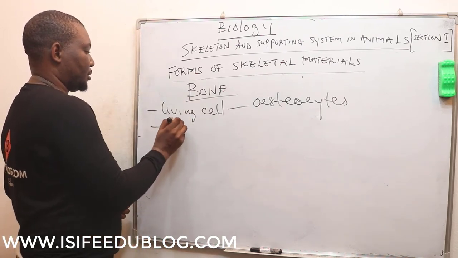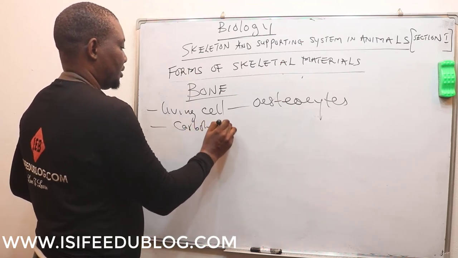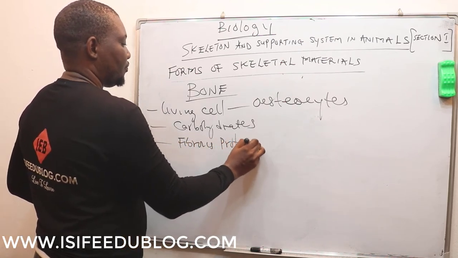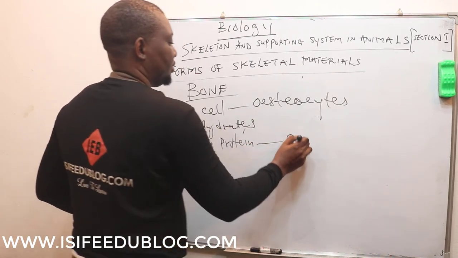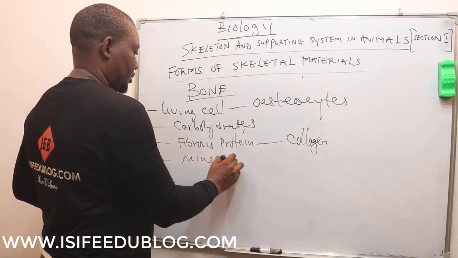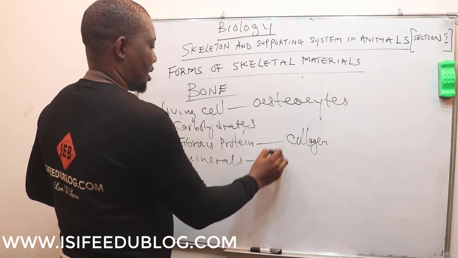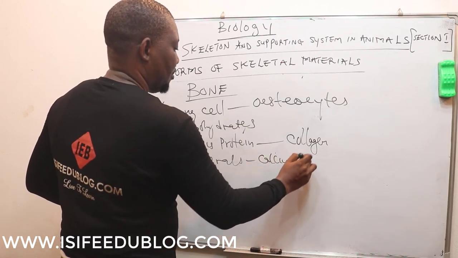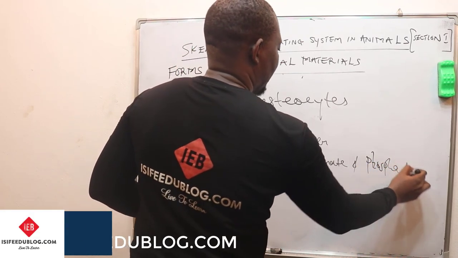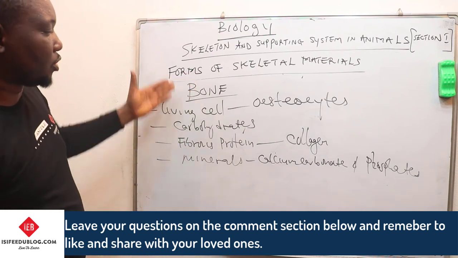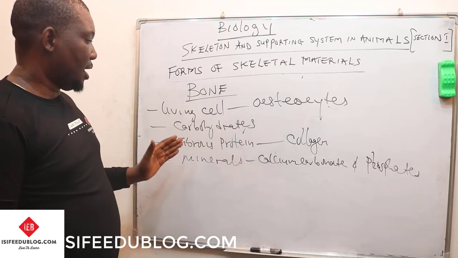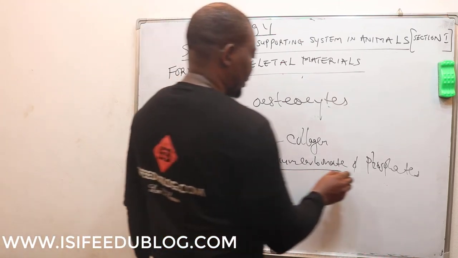It also comprises carbohydrates, a fibrous protein known as collagen, and minerals, most especially calcium carbonates and phosphates. These are the two major minerals of bones. So the bone comprises living cells known as osteocytes, carbohydrates, fibrous protein called collagen, and minerals such as calcium carbonates and phosphates.